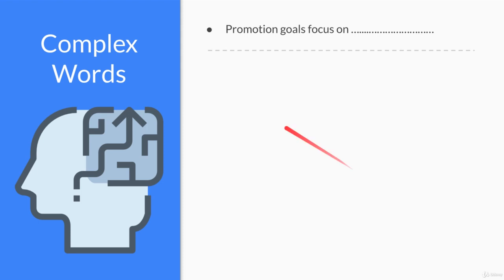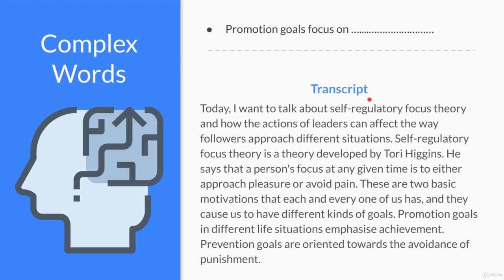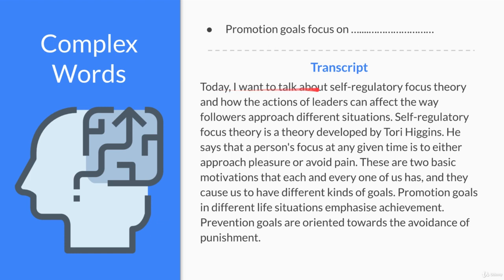Next, we have the complex words trap. Here we have an example. Promotion goals focus on what? So here we have the transcript. Today, I want to talk about self-regulatory focus theory, blah, blah, blah. I won't read the whole thing for you, but the important point I want to mention is this part over here. So this is where we have the answer.